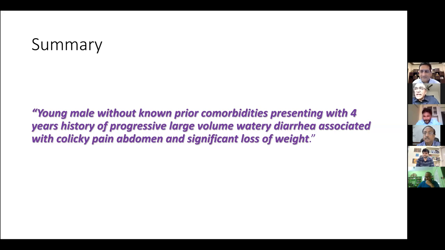So inflammatory is not necessarily to be confused with large intestinal. It can be small bowel also. And if there's colicky pain abdomen, to me, that introduces an element of inflammation.